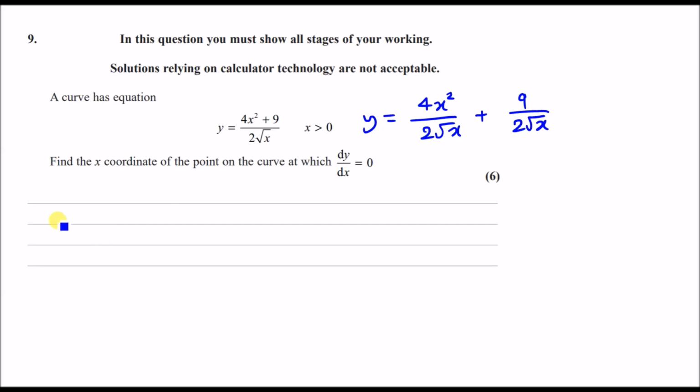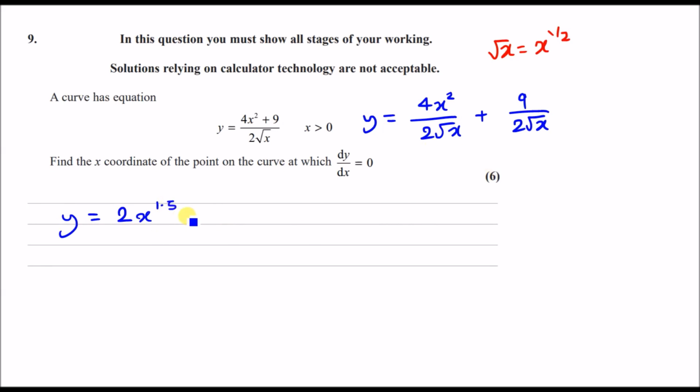So y equals, well, 4 over 2 is just 2, x squared over root x. Well, if we recall from question 1, I think it was, root x is the same as x to the half, yeah? And when you're dividing x terms with the same base, you subtract the powers. So it's going to be 2 take away a half, which is 3 over 2 or 1.5. So just to make it easy, I'm just going to write x to the power of 1.5.